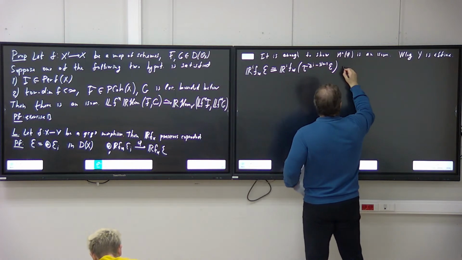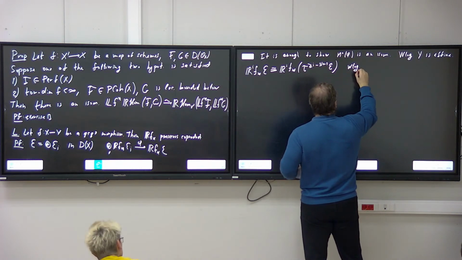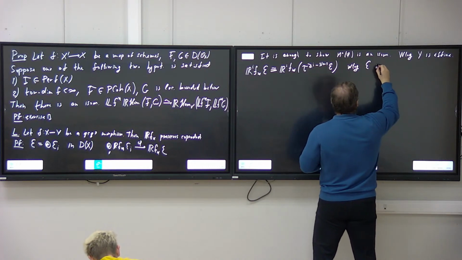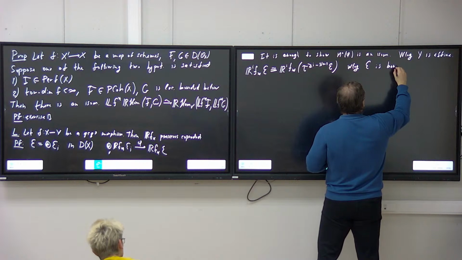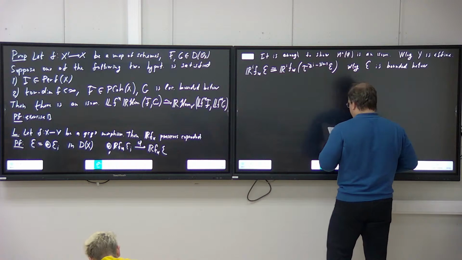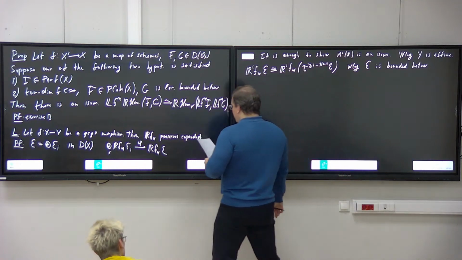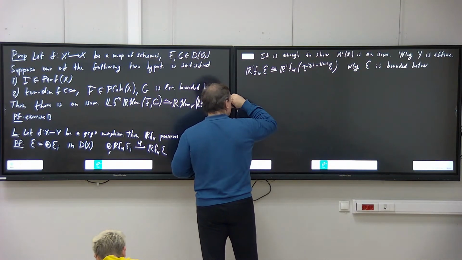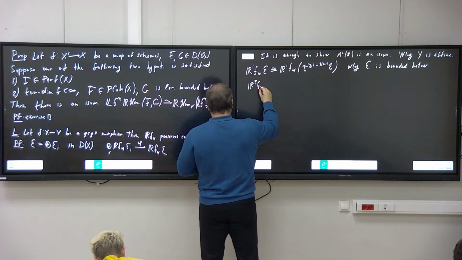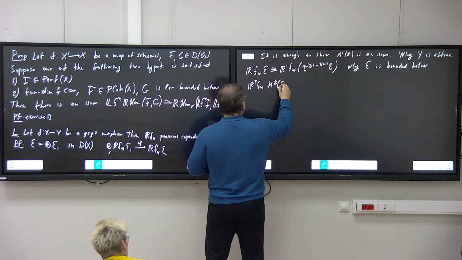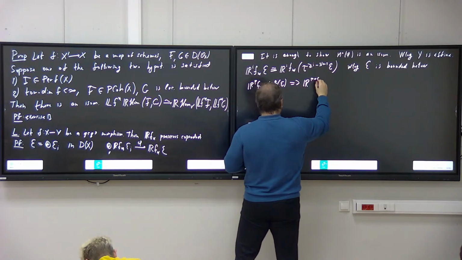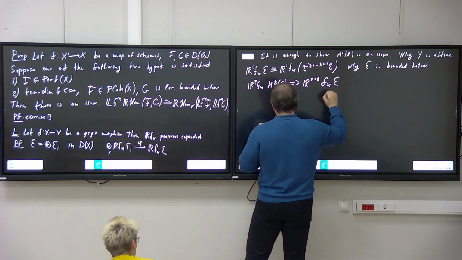So another reduction is that without loss of generality, we can think about this E as bounded below. But for bounded below, I have a convergent spectral sequence. This says R^p f lower star of H^q of E converges to R^{p+q} f lower star of E.